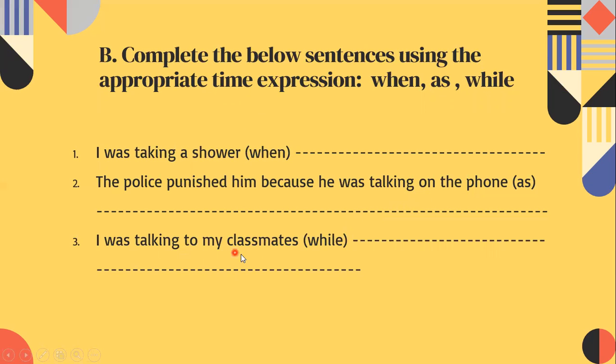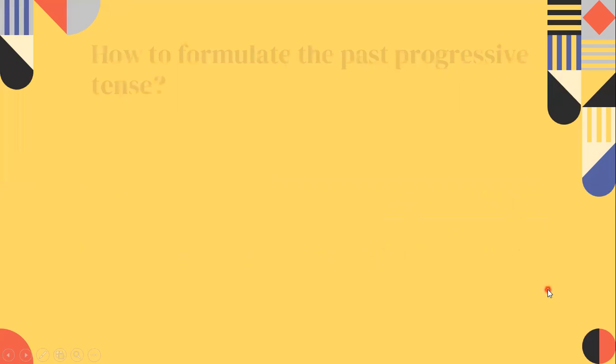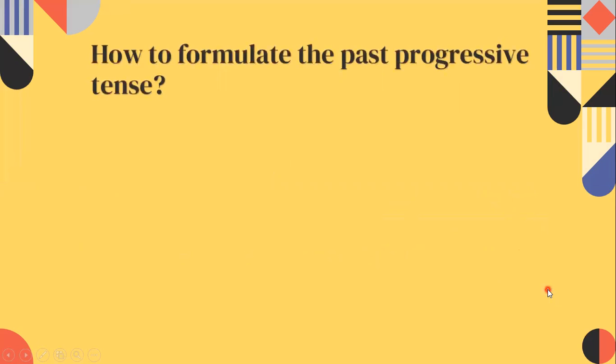And third, I was talking to my classmates while, when was I talking to my classmates? While, for example, we were taking a test or while the teacher was explaining a lesson, okay? So again, these 3 are time expressions that express the time in which the action was taking place in the past. Now, what's the form, which means how do I formulate the past progressive tense?